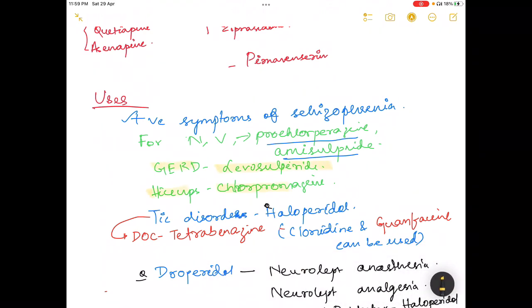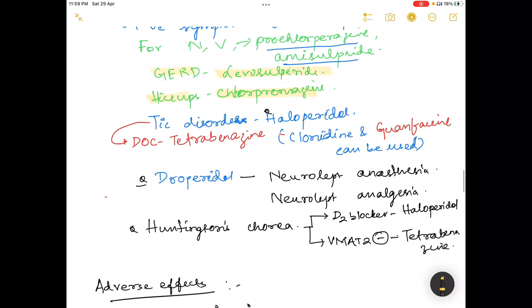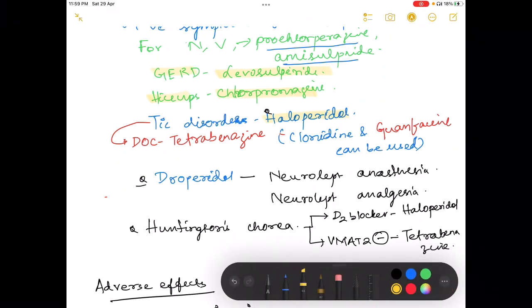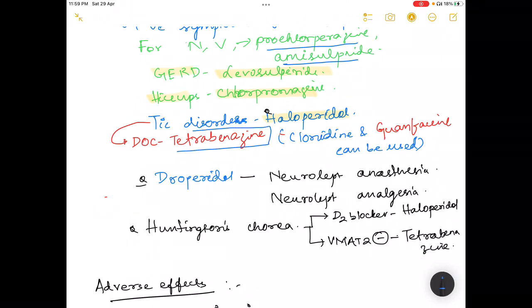For hiccups, chlorpromazine is used. For tic disorder, haloperidol is used. However, the drug of choice for tic disorder is tetrabenazine. Okay, the drug of choice is tetrabenazine, and the other two drugs which are used in tic disorder are clonidine and guanfacine. Then in neuroleptic analgesia and anesthesia, a drug named droperidol is used. In Huntington's chorea, we can use haloperidol or tetrabenazine.